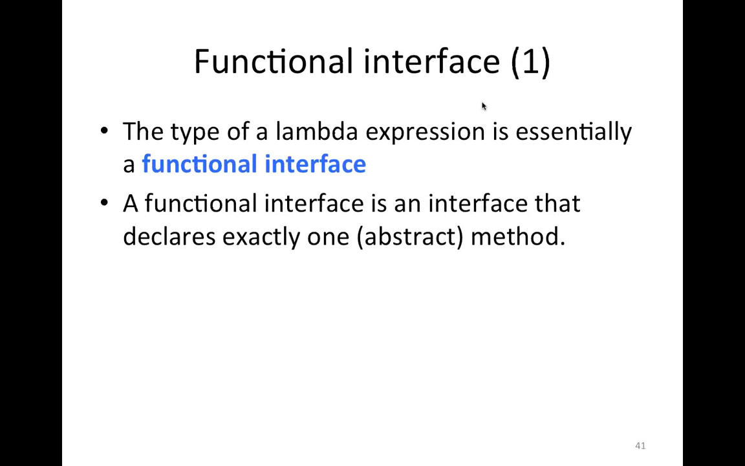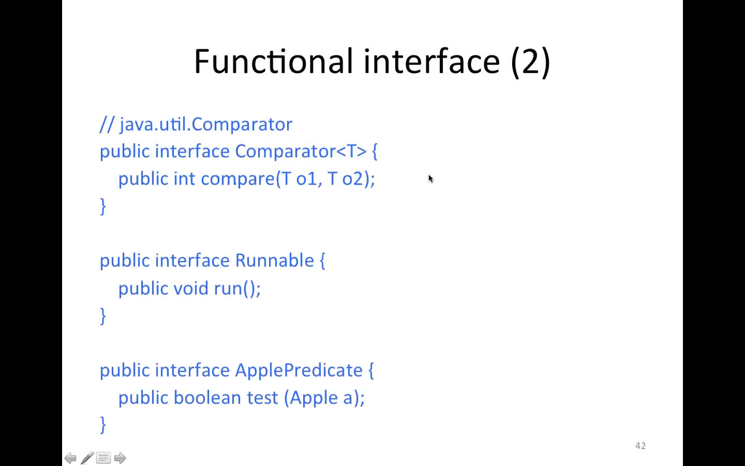This is a new terminology introduced in Java 8. And a functional interface is essentially an interface that declares exactly one abstract method. Just one single method. I've put abstract in brackets because interfaces in Java 8 can have default methods as well, and we'll talk about that towards the end of the webinar. So let's look at some examples of what constitutes a functional interface. You're very familiar with the Comparator interface. It has just one single method called compare that takes two objects of type T. So it is a functional interface because it has only one single method.